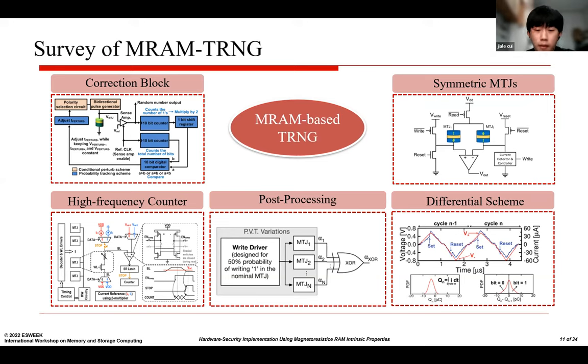And the post-processing is an important method for TRNG. You can use exclusive OR gates to improve the quality of randomness. The last method is differential scheme. We can compare the charge difference between two consecutive cycles.